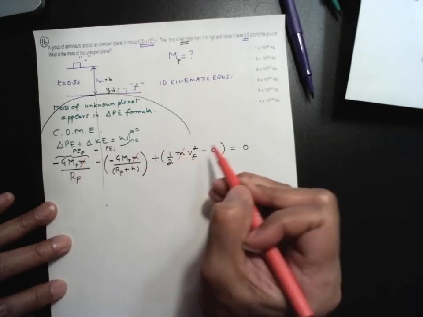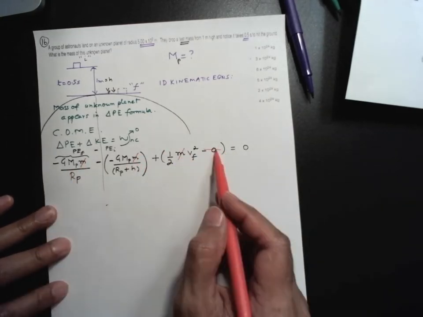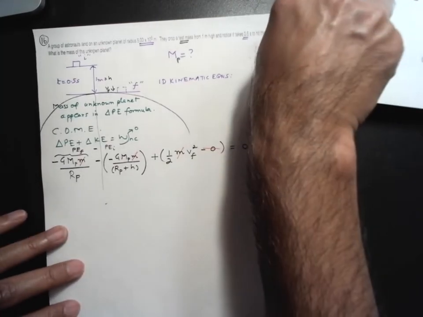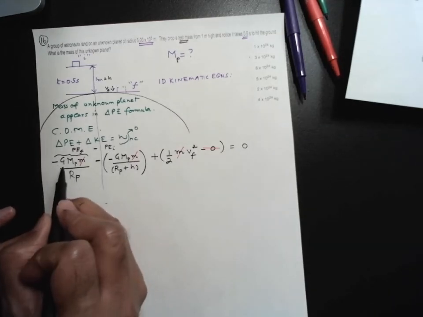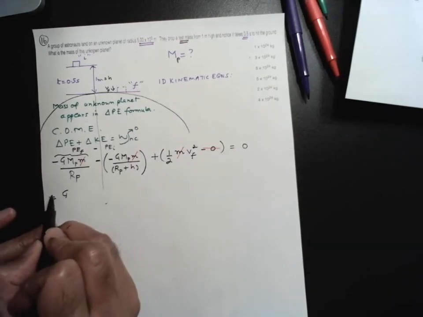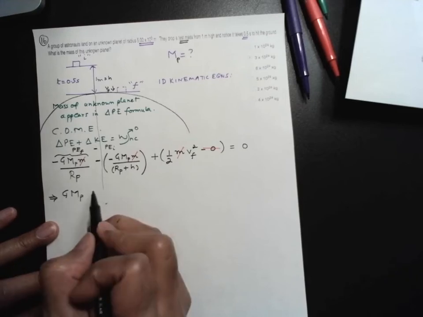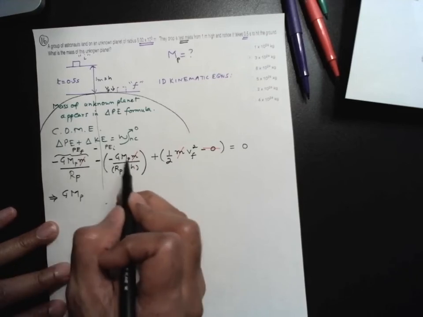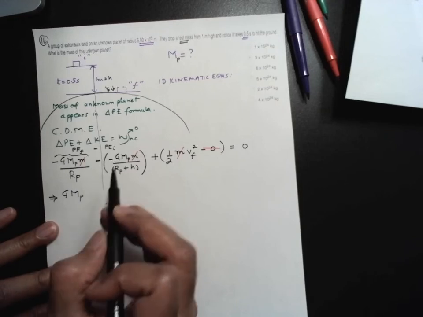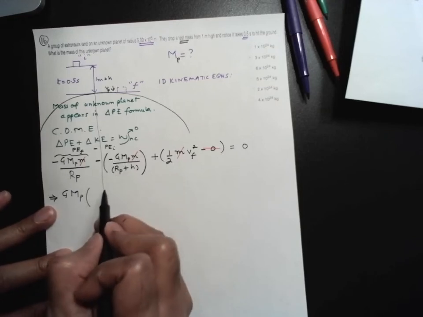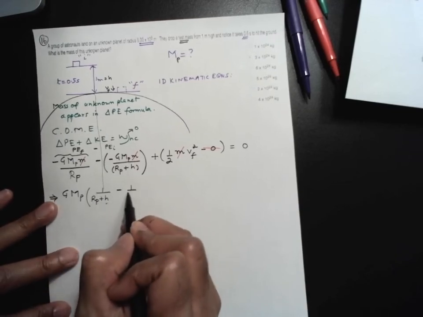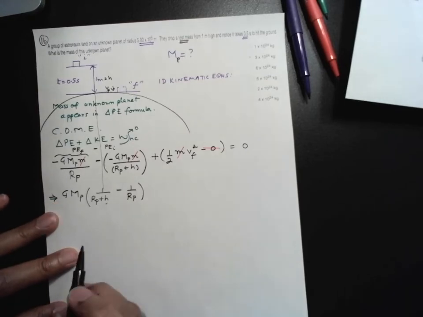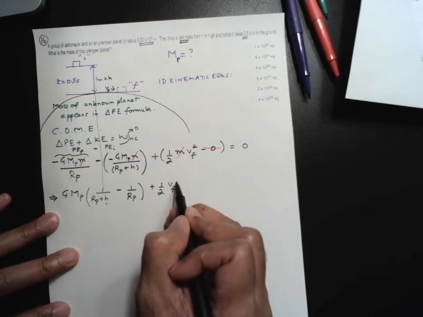So you notice that the masses, these test masses, they cancel everywhere, because it's in every term. And then the other stuff, I guess we just have to simplify it once more. So here, you have the G times the mass of the planet. And this is a positive term, negative, negative, right? So we have a 1 over the radius plus height, negative of 1 over the radius of the planet, plus 1/2 vf squared equals 0.